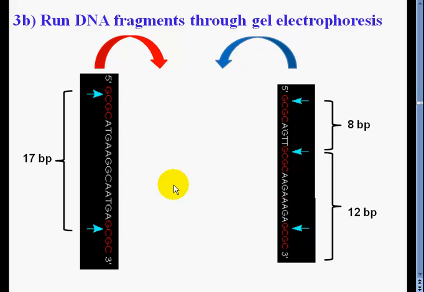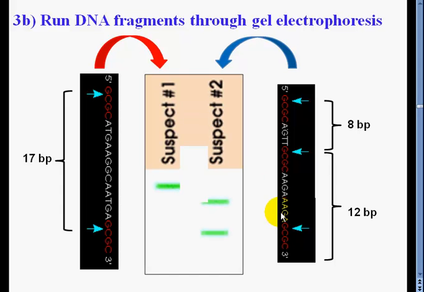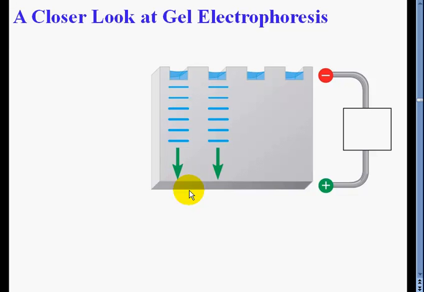And remember, person 1 had one big DNA fragment, person 2 had 2 smaller DNA fragments. So when we run them through the gel, suspect 1 is going to have one DNA band close to the beginning of the gel, and suspect 2 is going to have 2 smaller bands further along the gel. The reason that these are further along the gel is that they're smaller in size than suspect 1's DNA sample. Now let's take a look at what exactly is happening as those DNA fragments run through the gel.